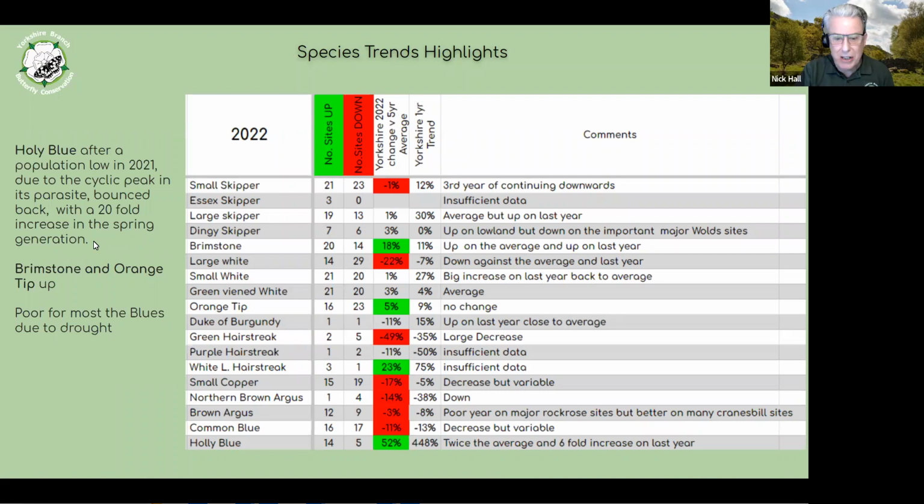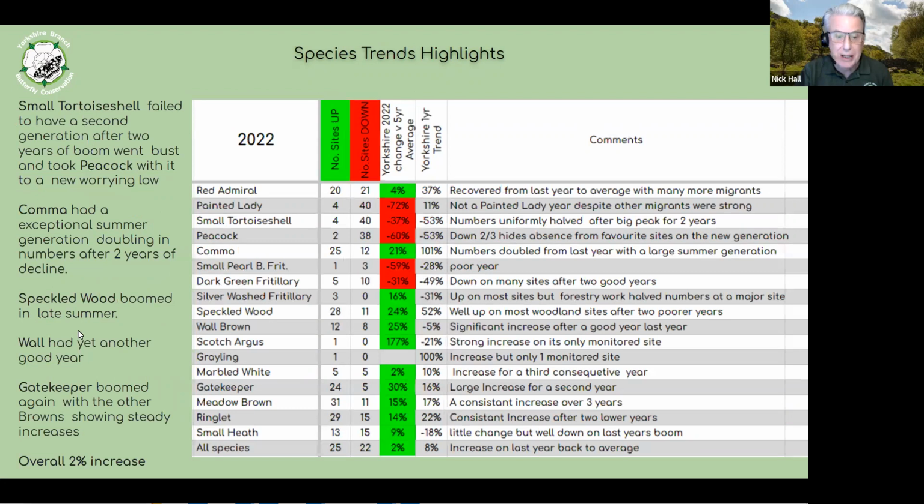It shrugged off its parasite. It's lost its parasite temporarily. The bad news is, by the second generation, the parasite was back. But even so, it managed nearly a five-fold increase on last year, and 52% up on the five-year average. So that's been a real winner. Let's move on to the other species.